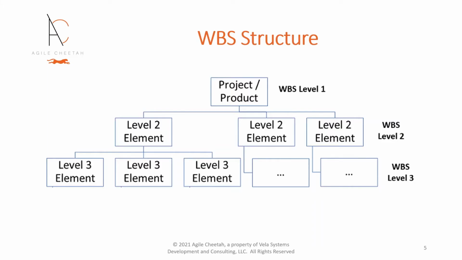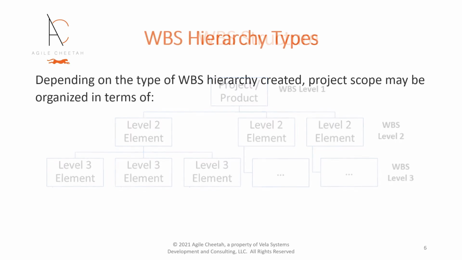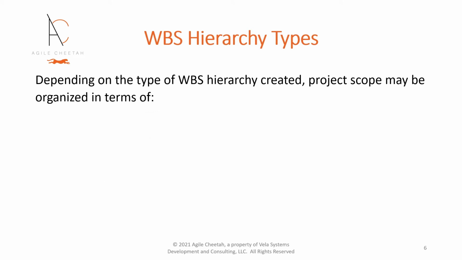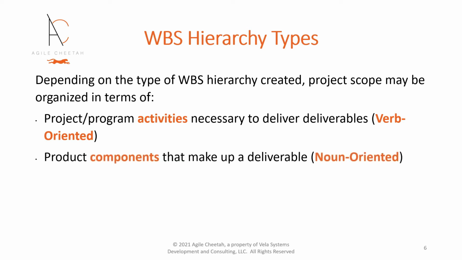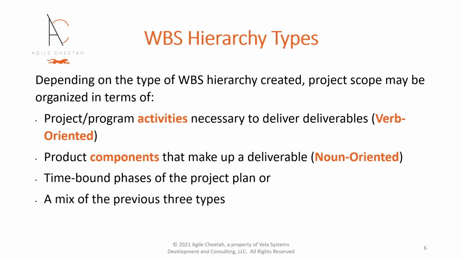A WBS is most often depicted as a hierarchical tree. Every node in the tree is called an element. Depending on the type of WBS hierarchy created, project scope may be organized in terms of project or program activities necessary to deliver deliverables, commonly referred to as verb-oriented, product components that make up a deliverable, commonly referred to as noun-oriented, time-bound phases of the project plan, or a mix of the previous three types.